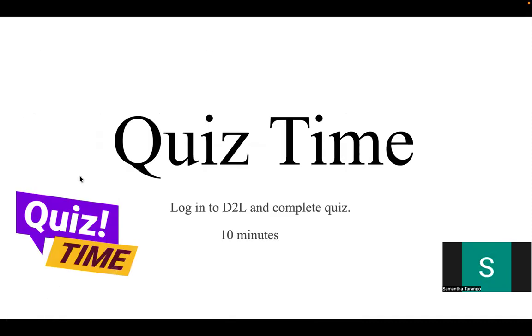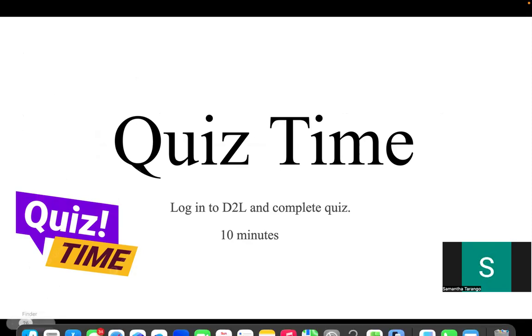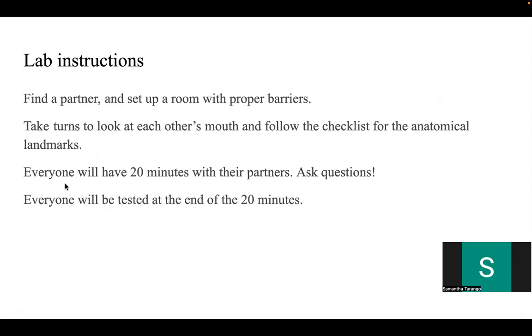Okay, so it's time for a quiz. Log in to D2L and complete the quiz. You guys have 10 minutes for 10 questions, okay? And then after that, we're going to be doing the lab section. So everybody's going to find a partner and set up a room with proper barriers. Everybody's going to take turns to look at each other's mouth. You guys are going to follow the checklist that I gave you to look for the anatomical landmarks. You guys are going to have 20 minutes. Ask any questions. Everybody's anatomy looks different. And at the end of the 20 minutes, everybody is going to be tested. Okay.